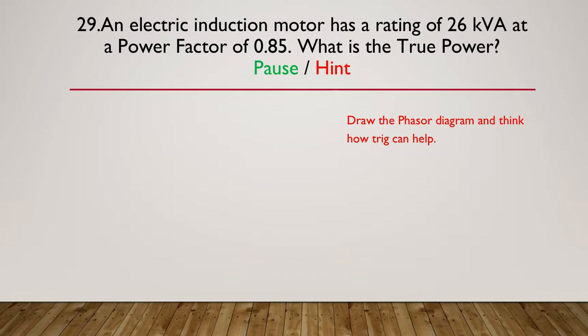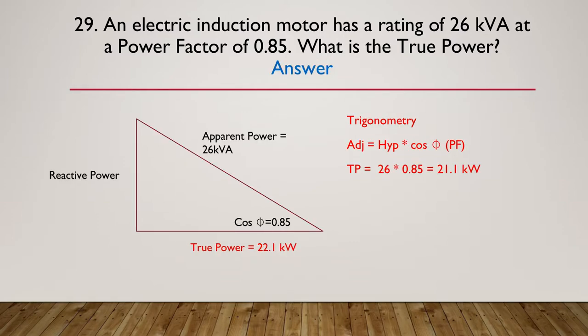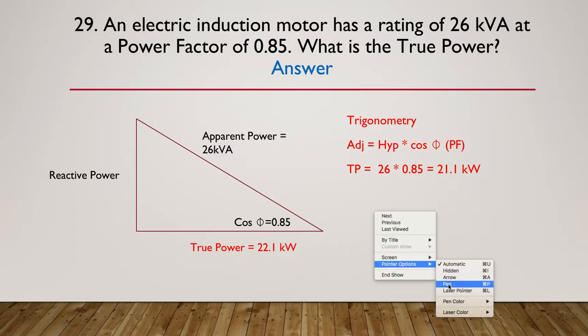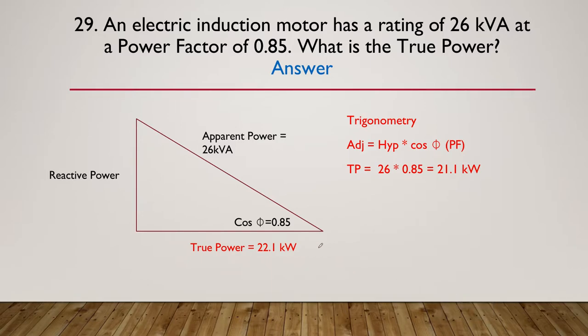So let's now move on to the answer. And again, here's our power triangle. The true power is this one down here, and it's calculated out at 22.1 kilowatts. And the way we did that is, the first thing you needed to recognize is that kVA, this one here, is the apparent power. That's the first thing you need to recognize.